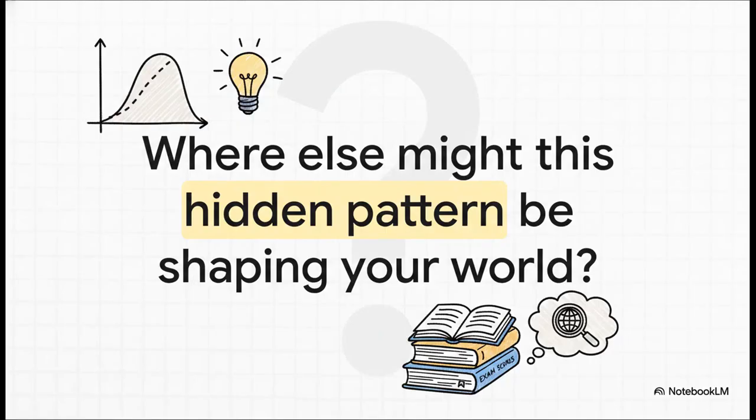So, there you have it. The empirical rule gives us this amazing framework for making sense of any data that follows that classic bell curve. From light bulbs to exam scores, this pattern is everywhere, and it's incredibly consistent and predictable. So that leaves just one last question for you. Now that you've cracked the code, where else in your world do you think this hidden pattern is shaping the results?